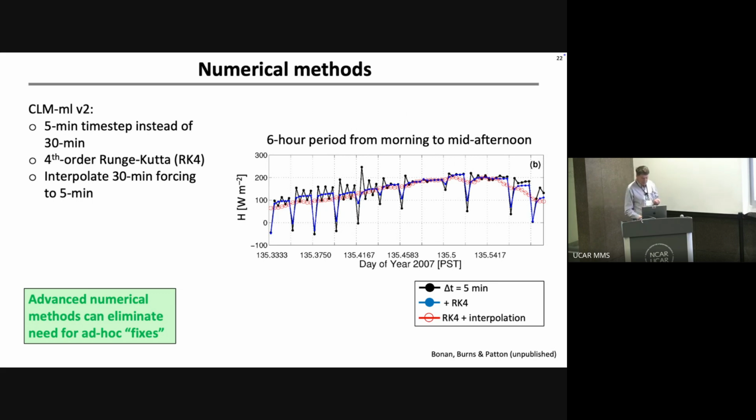If we go to the 4th order Runge-Kutta, which is the blue line, you can see you're really smoothing things out really nicely. There's always one time step where it's off, and that's related to storage of heat in the canopy air. Then if we interpolate the forcing to the 5 minutes, that sort of step change in forcing that's occurring every 30 minutes gets smoothed out. And then you can see in the red lines, we have very smooth fluxes now. The point of all this is over here in the lower left: advanced numerical methods can eliminate the need for ad hoc fixes.